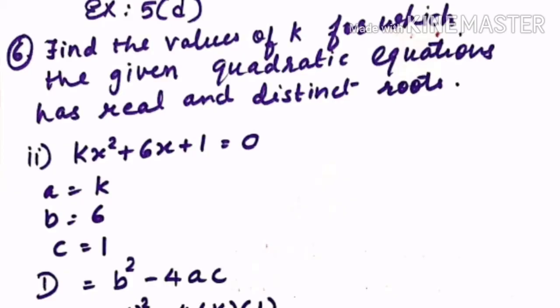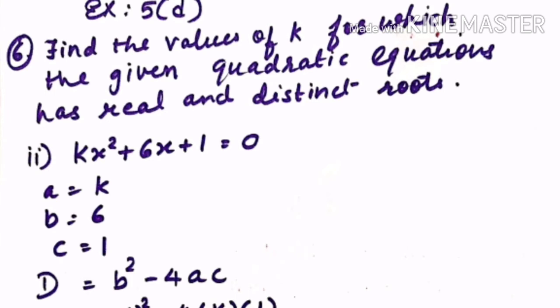Now move on to question number 6. Find the values of k for which the given quadratic equation has real and distinct roots. It means here also we want to find the value of k for which the roots are real and distinct. Okay, so I take question number 2. In question 6 there are only two equations, so I take 2 here. k x square plus 6x plus 1 is equal to 0. The values of a, b, c are k, 6 and 1.